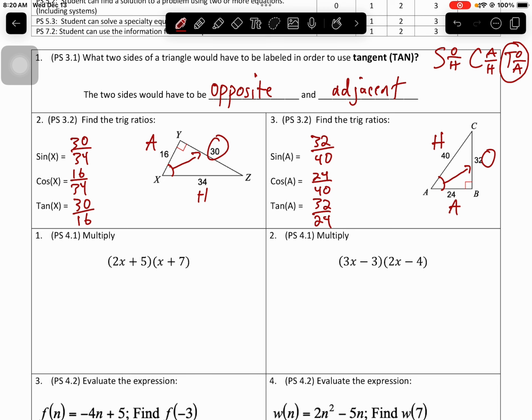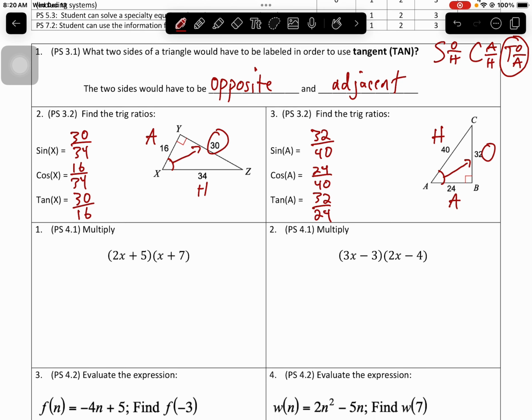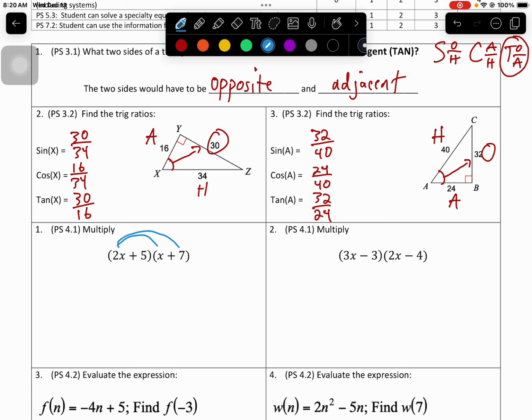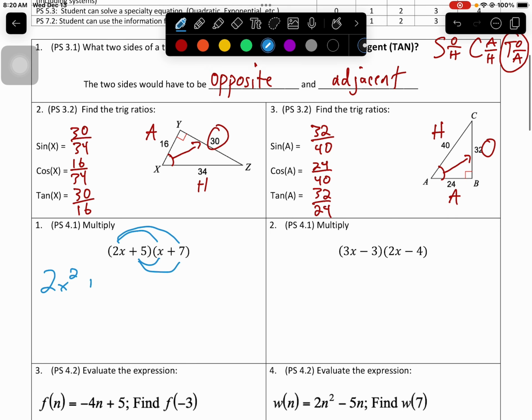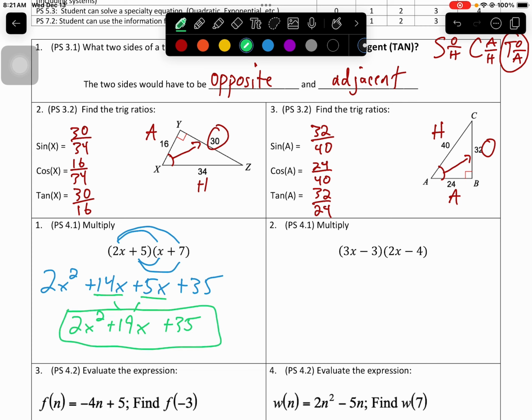The second number one, apparently, this is the foil. So let's change colors here. So we got these two rainbows on top, and these two on the bottom. So the 2x times 2x is 2x squared. 2x times 7 is 14x. 5 times x is 5x. 5 times 7 is 35. So then you combine like terms. So you get 19x here. Bring down the 2x squared. Bring down the plus 35. And obviously the 19x is a positive number. So then that's your answer.